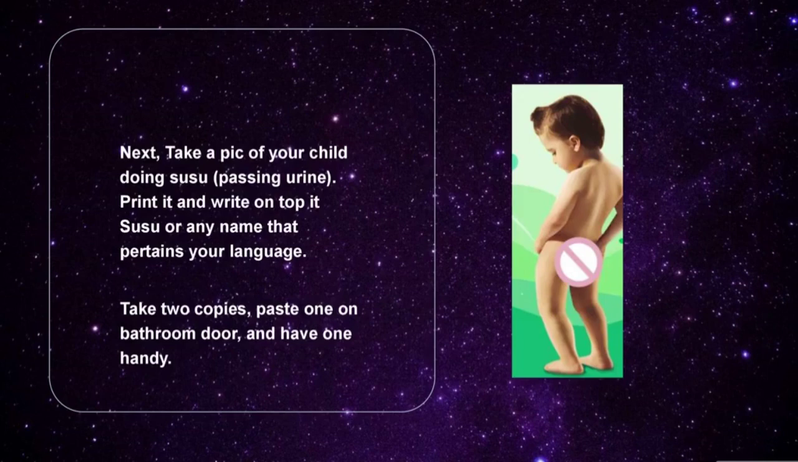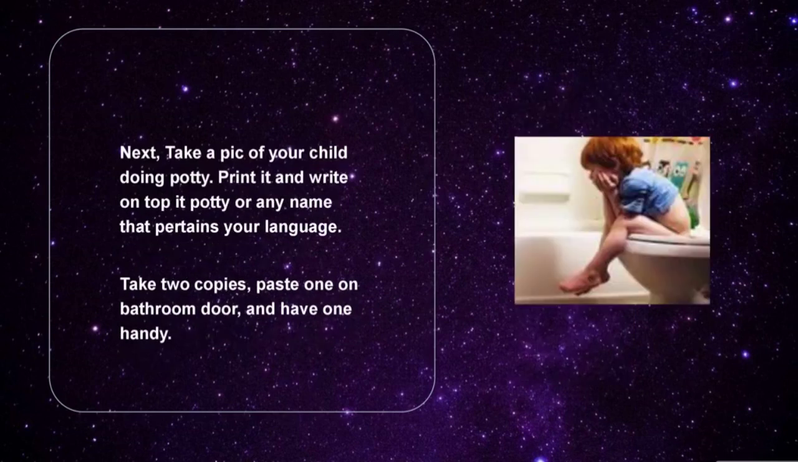After this, next take a picture of your child doing number 1. Print it and write on top of it number 1, or any other name which you want to give, which you want your child to tell you when he wants to do that. Take 2 copies and paste one on the bathroom door and keep one handy. Make sure that the pictures are clear and the child can understand what that picture is all about.